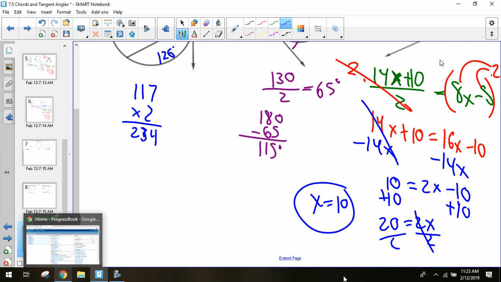Once you set up that problem, it should be pretty easy to go from there. You just have to remember to distribute the 2 across the whole thing, otherwise you only get part of the answer.